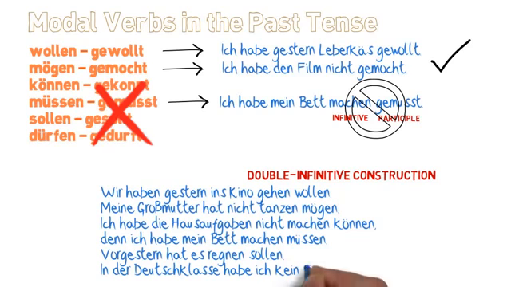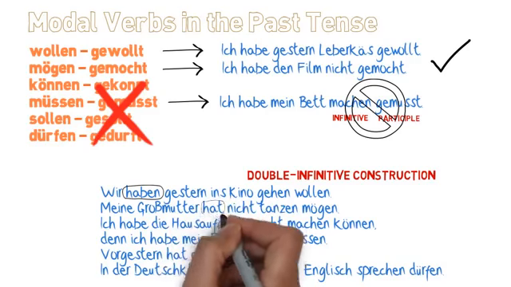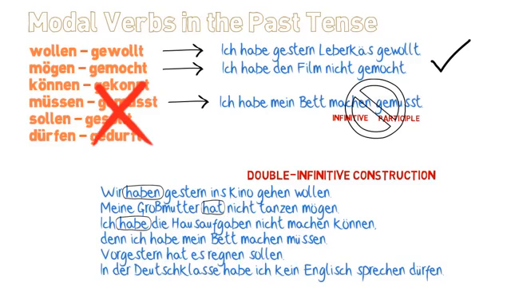Lame excuse. Vorgestern hat es regnen sollen. It was supposed to rain the day before yesterday. And in der Deutschklasse habe ich kein Englisch sprechen dürfen. In German class, I was not allowed to speak English. Notice in these examples that the helping verb haben exists in each of them, and then there are two straight infinitive verbs at the end, with the modal verb being the second of the two verbs in every single case.